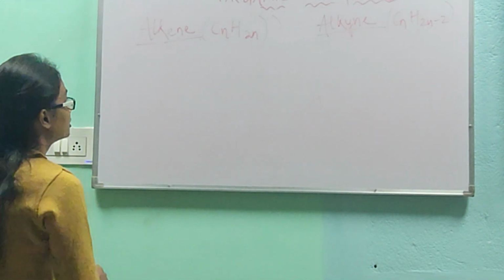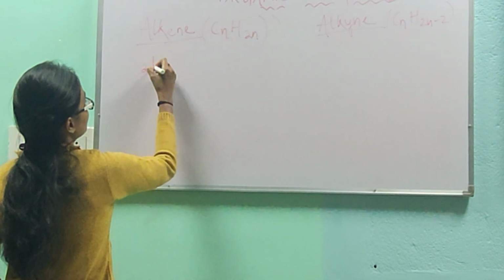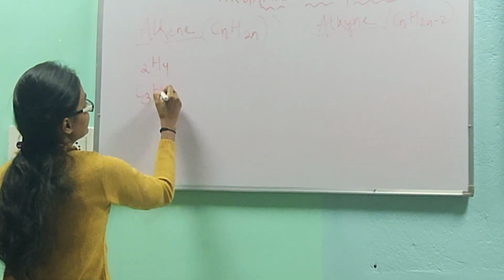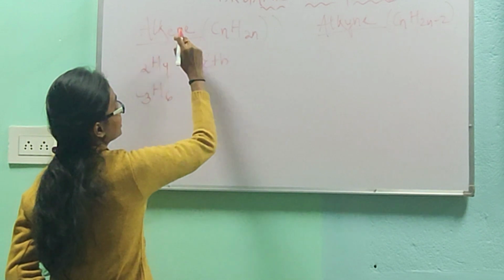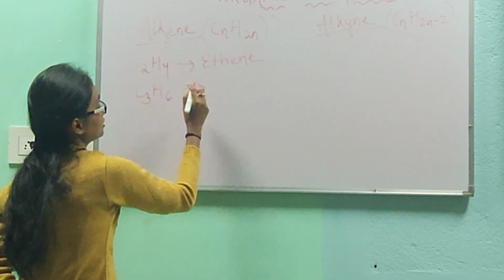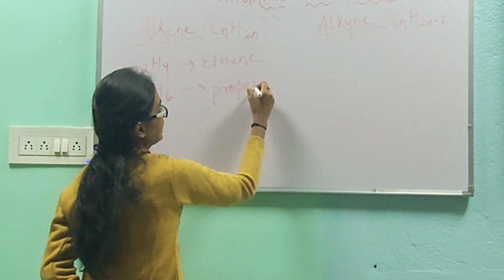When we put 2 in place of n, it will be C2H4. For 3, it will be C3H6. The name will be, eth is the root word and the suffix is ene, ethene. For 3, the root word is prop and the suffix is ene.